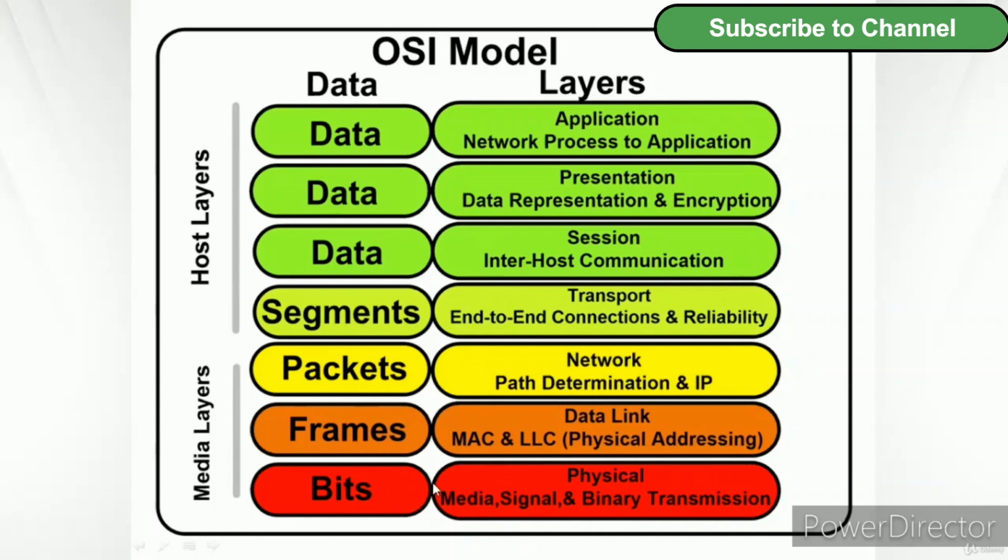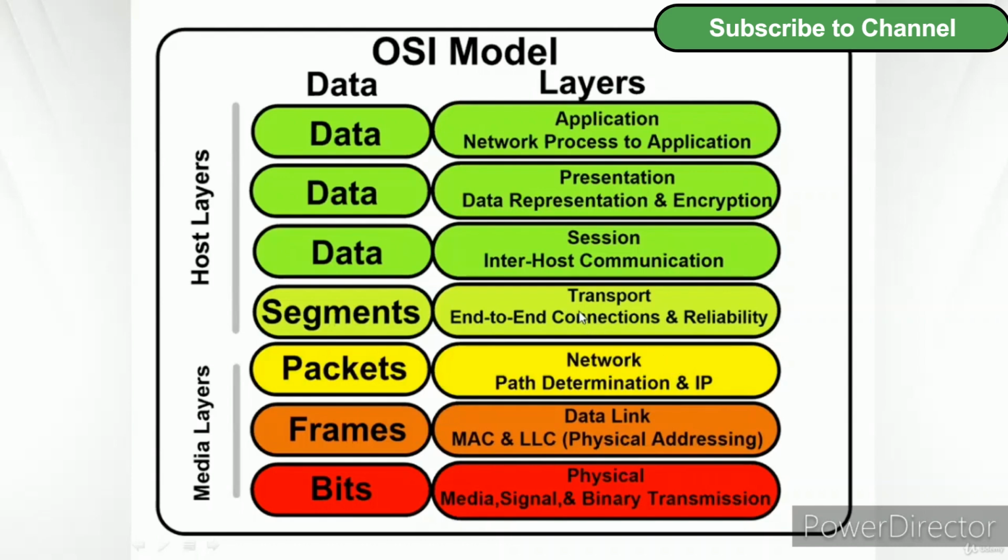The physical layer: data flows in the form of bits. It is the media, signal, and binary transmission of data. Okay, then at the data link layer, data flows in the form of frames. It is responsible for MAC, media access control, as well as logical link control, and nothing but physical addressing. Then the network layer: data flows in the form of packets, and it determines the path, that is routing, and the IP addresses we have to study.